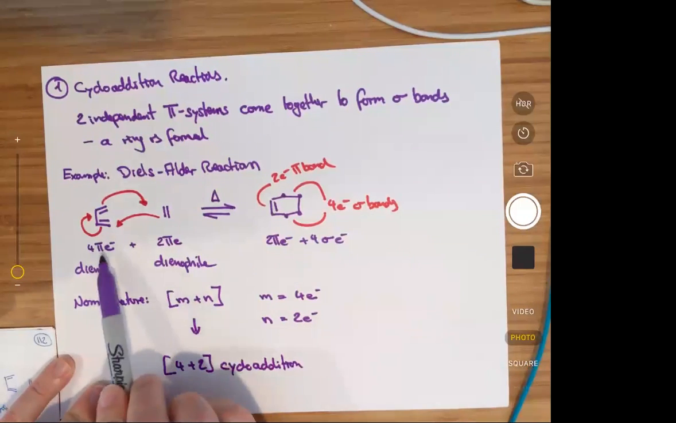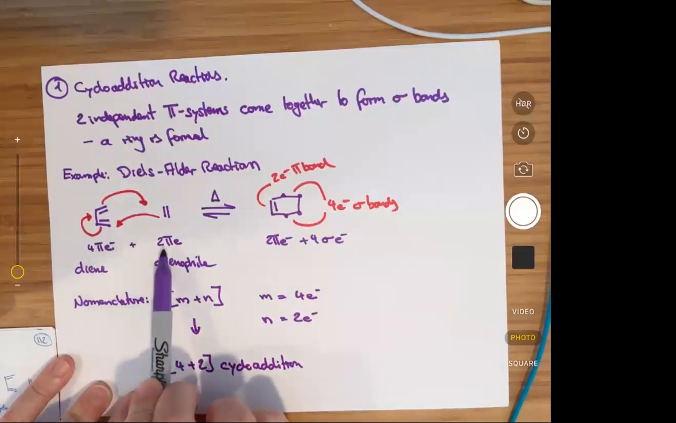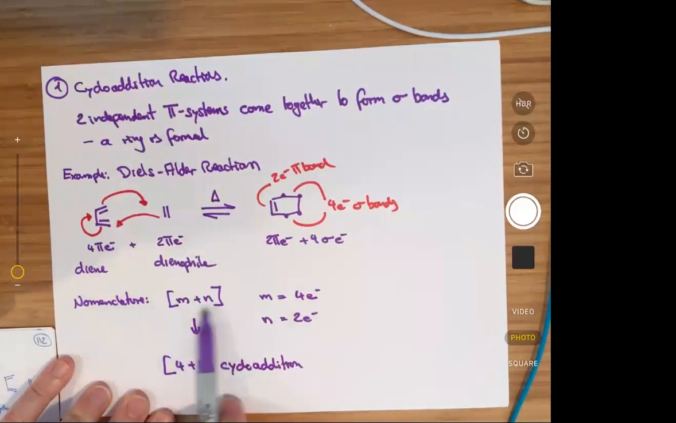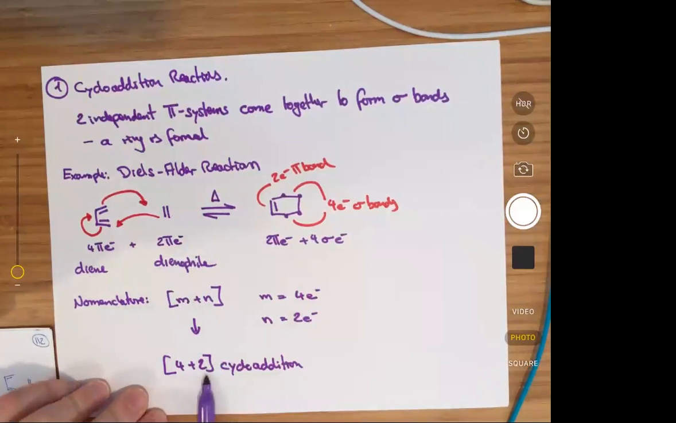So we're just basically counting the electrons in the pi system. This is 4 pi electrons, this is 2 pi electrons, and we basically combine them as these integers in this square bracket. So a Diels-Alder reaction is always going to be a 4 plus 2 cycloaddition.